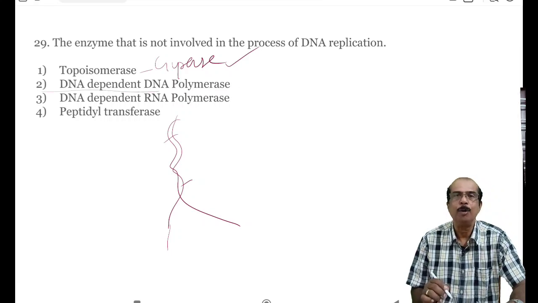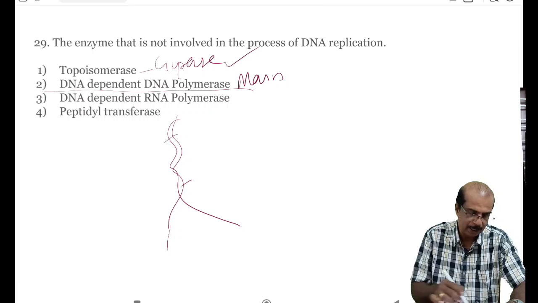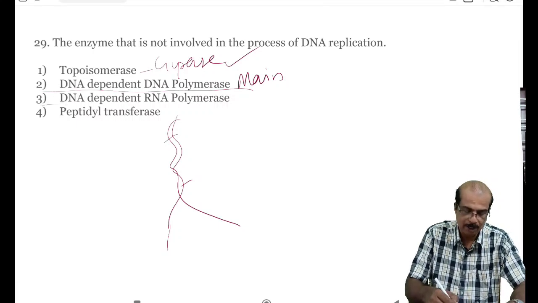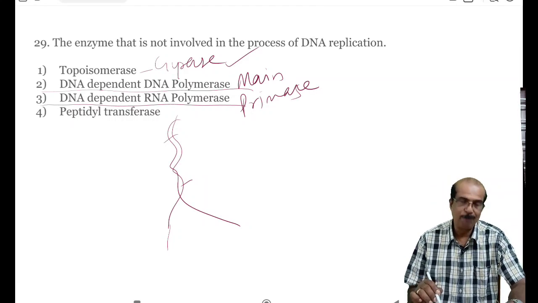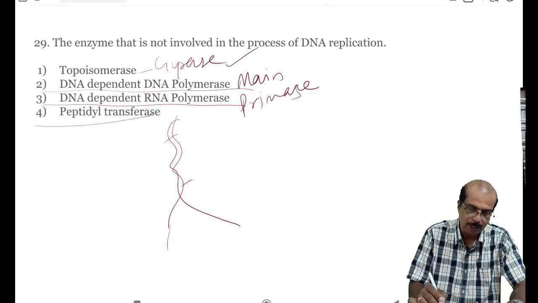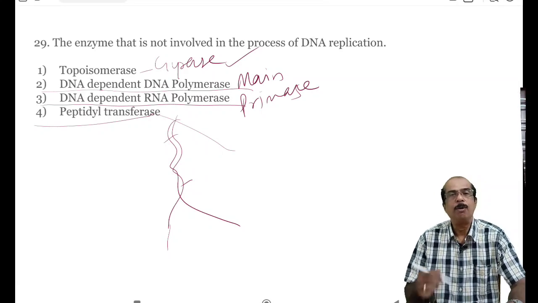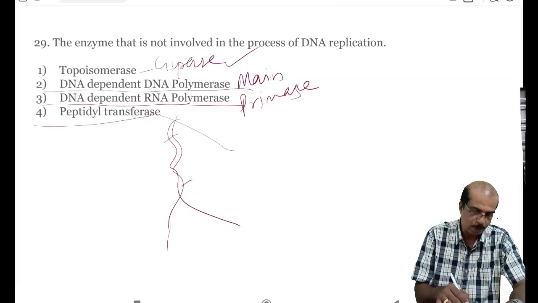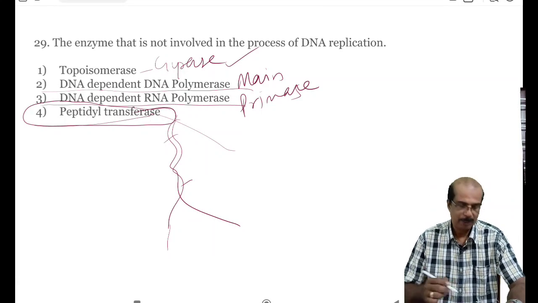DNA-dependent DNA polymerase is the main polymerase enzyme of DNA replication. What about DNA-dependent RNA polymerase? It is also called primase. It is used for initiating the DNA replication by forming an RNA primer. Peptidyl transferase is not involved in the process of DNA replication. It is the enzyme involved in protein synthesis, which makes a peptide bond between two amino acids. So our answer to this question, the mismatched choice, is peptidyl transferase.